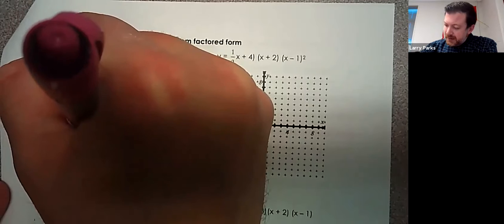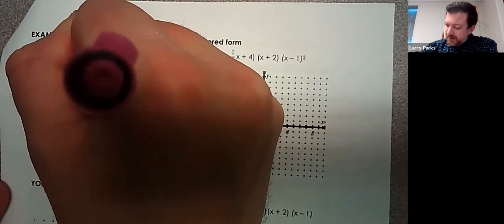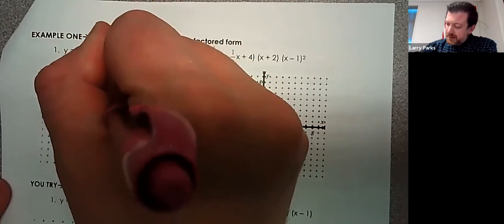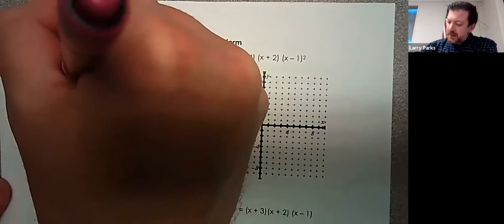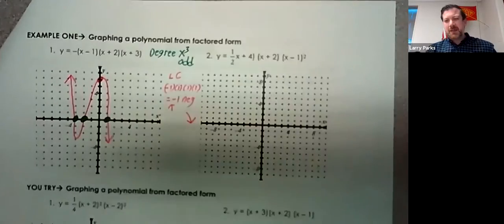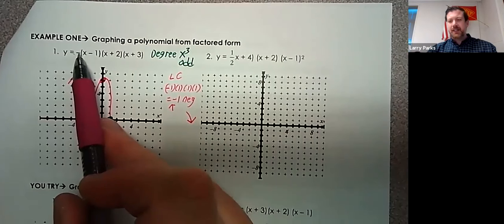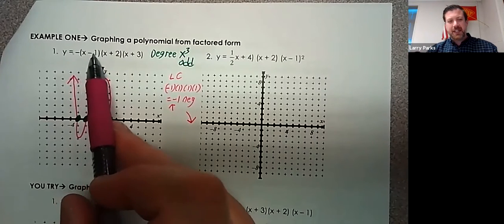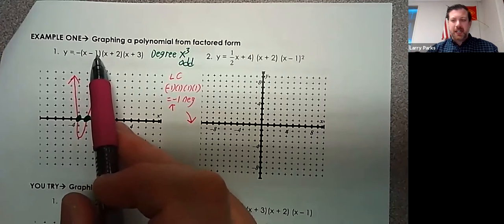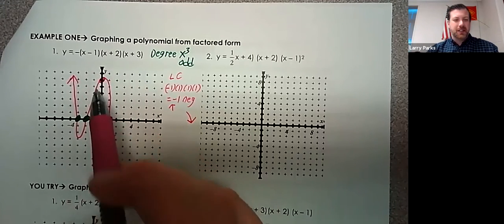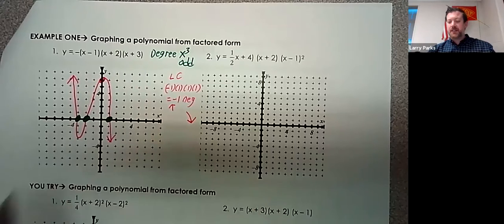It's going to come down. It's going to go through here and go back down. So sometimes it is nice having that y-intercept. And how did I get that y-intercept? You take the first sign, negative, times each constant. So times negative 1 times 2 times 3, and you get 6. 1, 2, 3, 4, 5, 6.